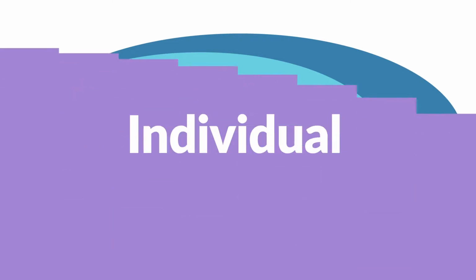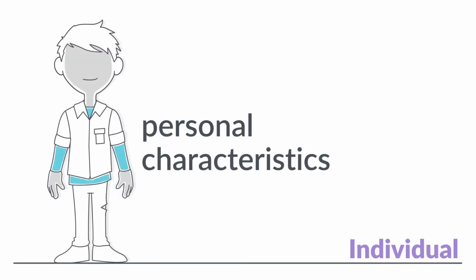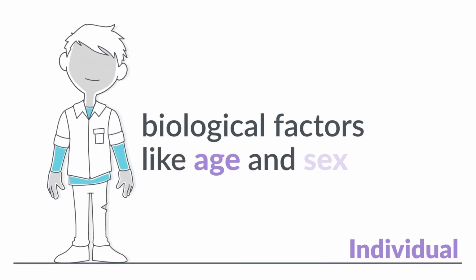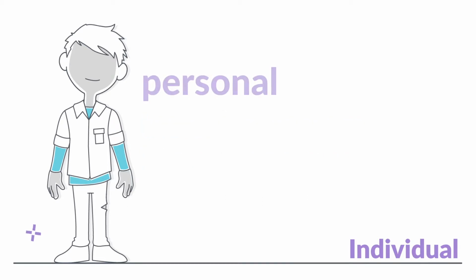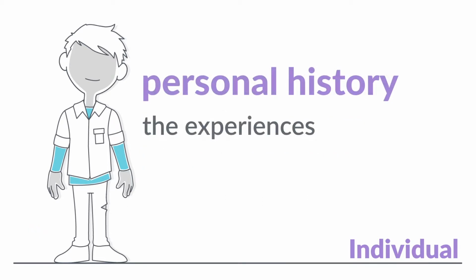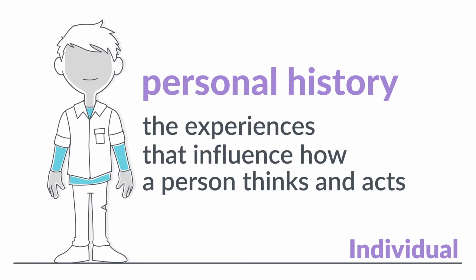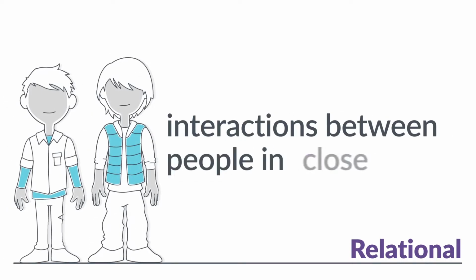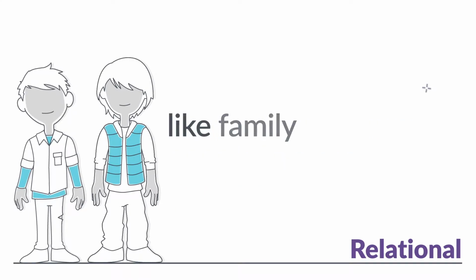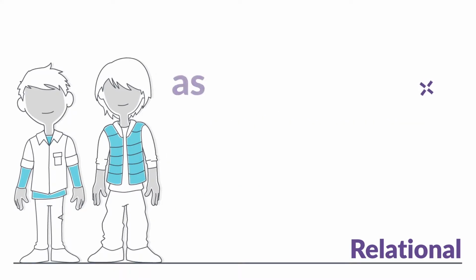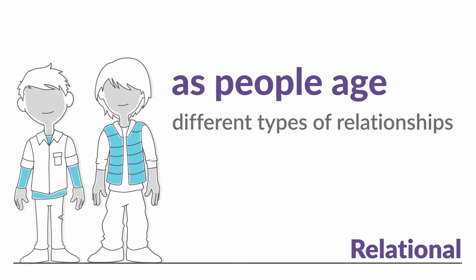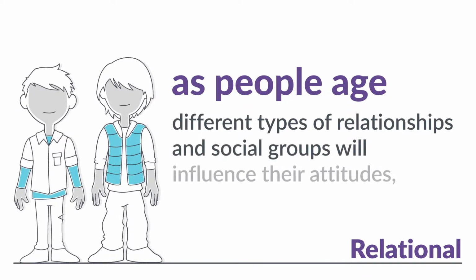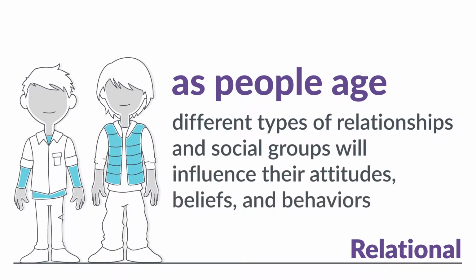The individual level includes personal characteristics and biological factors like age and sex. This level also includes personal history, the experiences that influence how a person thinks and acts. The relational level includes interactions between people in close relationships, like family members and care providers. As people age, different types of relationships and social groups will influence their attitudes, beliefs, and behaviors.